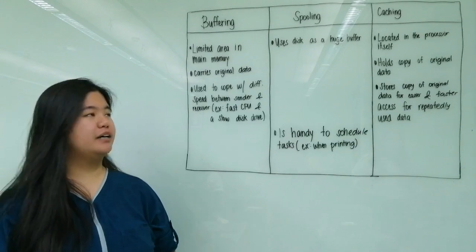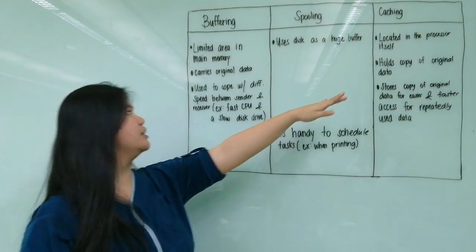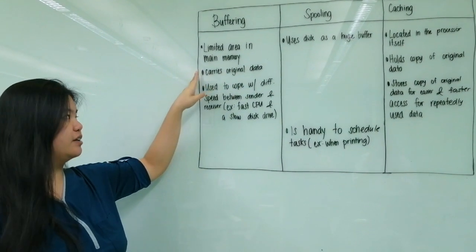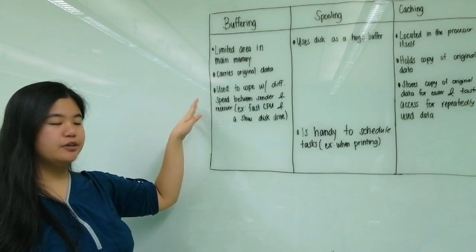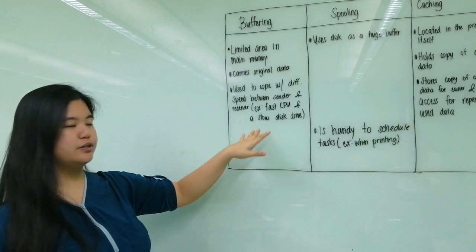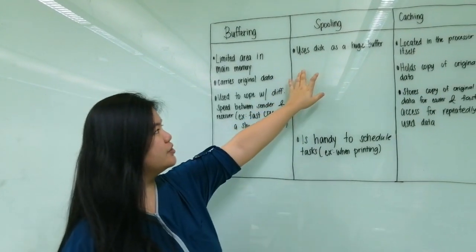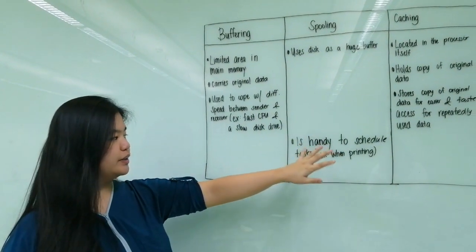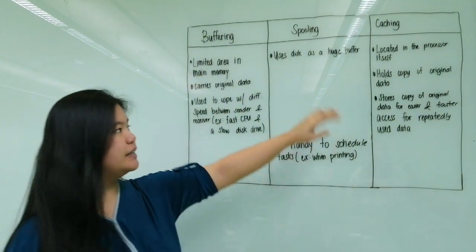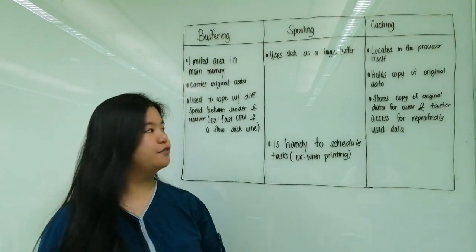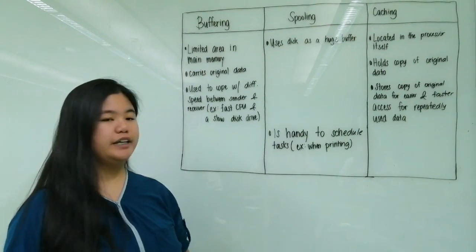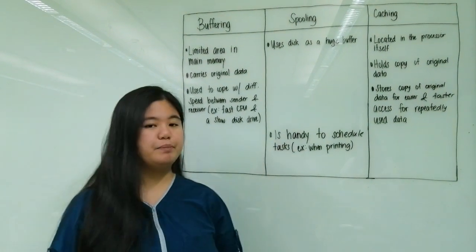For a clear comparison between buffering, spooling, and caching: buffering is a limited area in main memory. It carries original data. It is used to cope with different speed or size between sender and receiver, for example, a fast CPU and a slow disk drive. Spooling uses disk as a huge buffer. It is also handy to schedule tasks, for example when printing. Caching is located in the processor itself. It holds a copy of original data for easier and faster access for repeatedly used data.